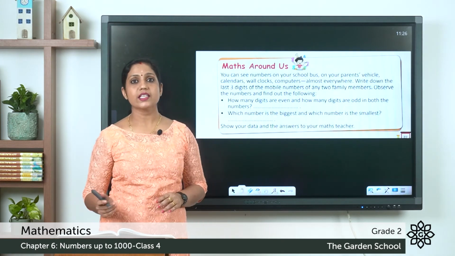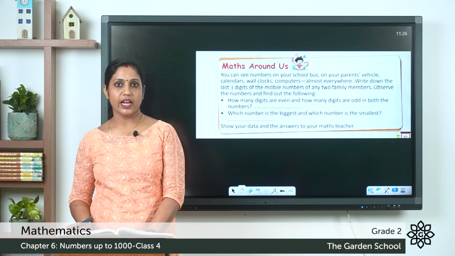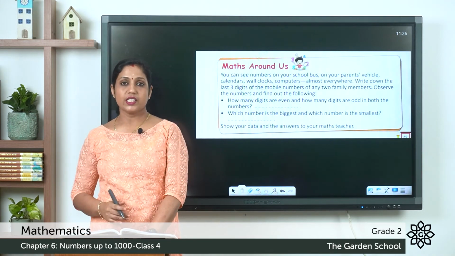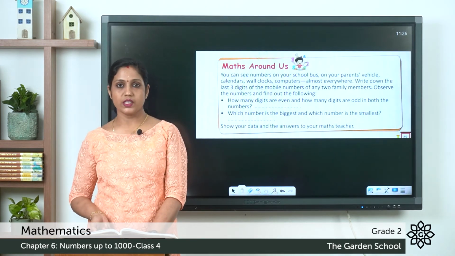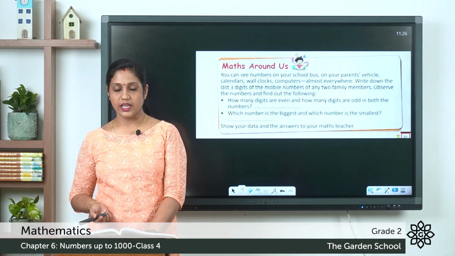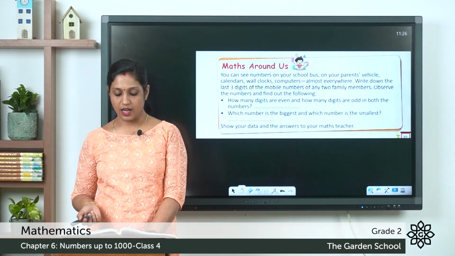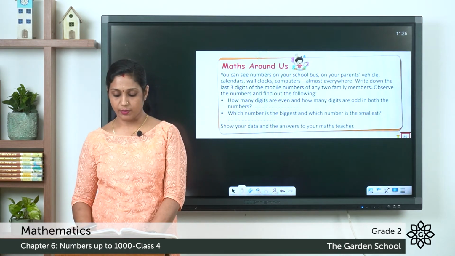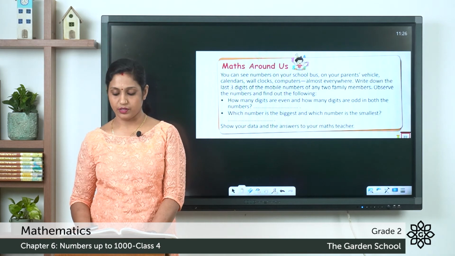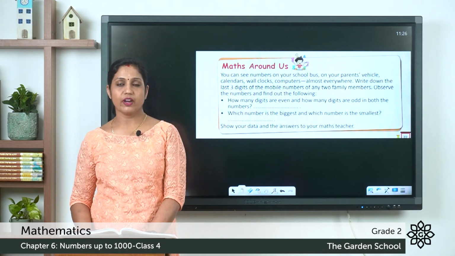Again we have Maths Around Us, page number 89 itself. You can see numbers on your school bus, on your parents' vehicle, calendars, wall clocks, computers, almost everywhere. Write down the last 3 digits of the mobile numbers of any 2 family members. Observe the numbers and find out the following.